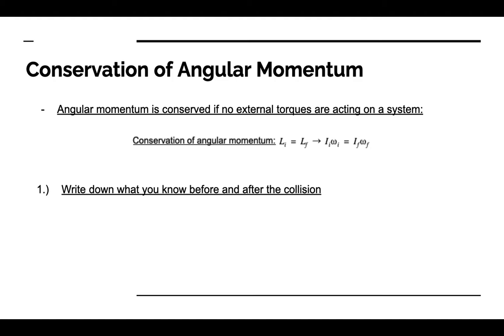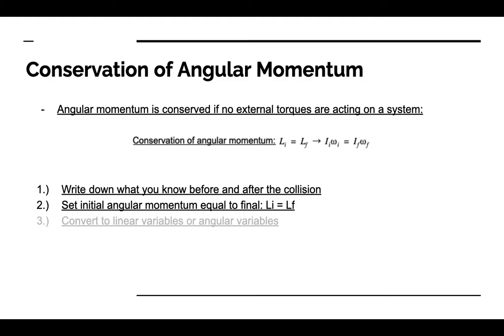So just as we've done before, the problem-solving process is the same as we saw in Unit 4 with linear momentum problems. We write down what we know before and after our collision. We set the initial angular momentum equal to the final angular momentum. And just as we did with conservation of energy problems that involve rotational kinetic energy, we're going to convert to linear variables or angular variables depending on what the problem asks for. And then lastly, we're going to solve for our unknown quantity. So let's take a look at what this looks like in practice.